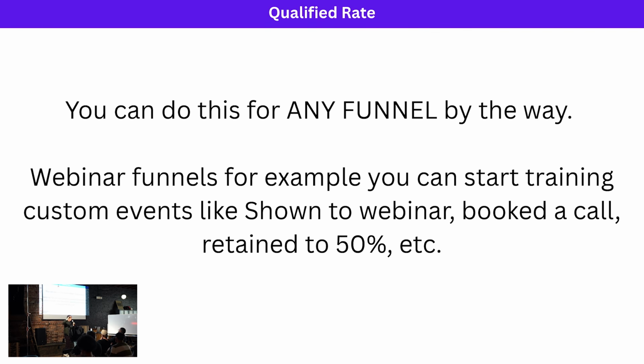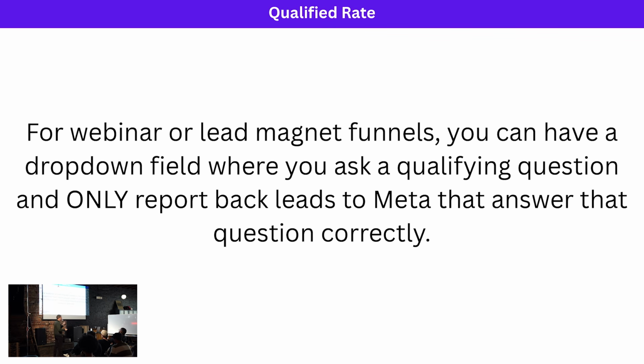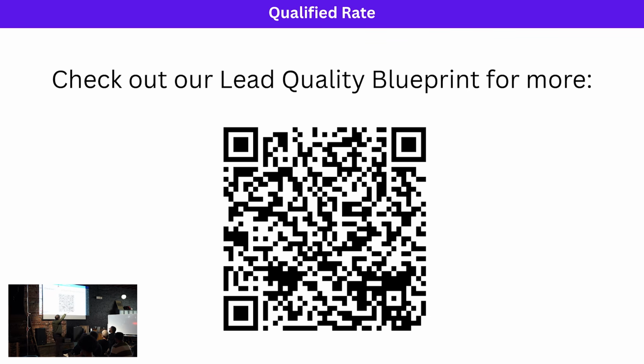Again, you can do this for any funnel. So for webinar funnels, for example, you can start training custom events like showed to webinar, book call, retain 50% of the webinar. Those print. That does really well. For webinar or lead magnet funnels, you could also just have a drop-down field whenever somebody actually registers. Whenever they're on the landing page, they put name, phone number, email. You can just have a qualifying question and only report the good leads back to Meta that answer that properly. So you could scan this real quick for our lead quality blueprint. It talks about pixel conditioning, how to set it up, all that fun jazz. This is also in the Kajabi for y'all, of course.